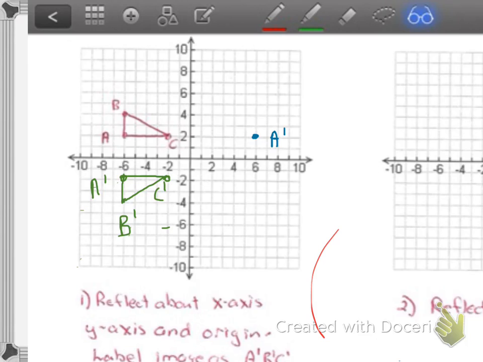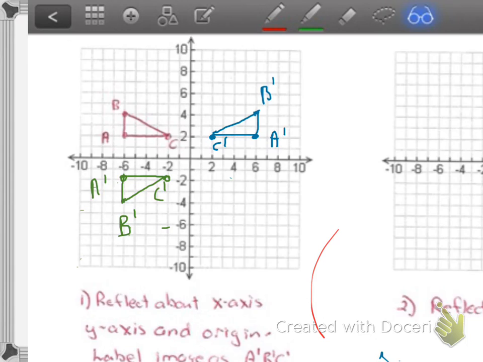Okay, the point C is at negative 2, positive 2. Now it goes to positive 2, positive 2. The x's are just changing to their opposites. Okay, and lastly, B is at negative 6, positive 4. Now it's going to be at positive 6, positive 4. There's my B prime, and make my triangle.